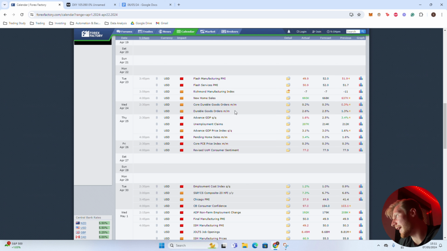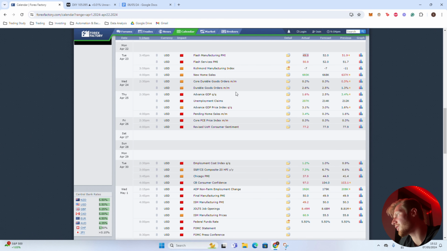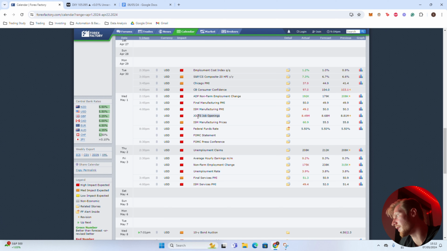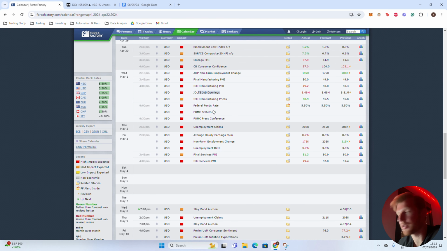The data points that I see as the most important here: we have flash manufacturing and flash services PMI weaker than expected, and flash manufacturing was in non-expansionary territory below 50. We had advanced GDP come out significantly below forecast. Consumer confidence was pretty weak. The ISM manufacturing PMI numbers were weaker than expected. JOLTS job openings were weaker than expected. At the FOMC, rates remained unchanged at a relatively neutral FOMC, as compared to the market expecting a slightly more hawkish FOMC. So overall, that was pretty neutral.